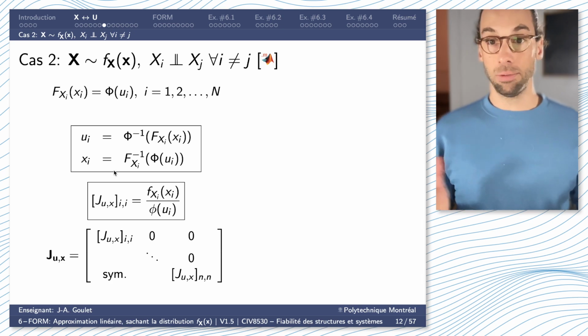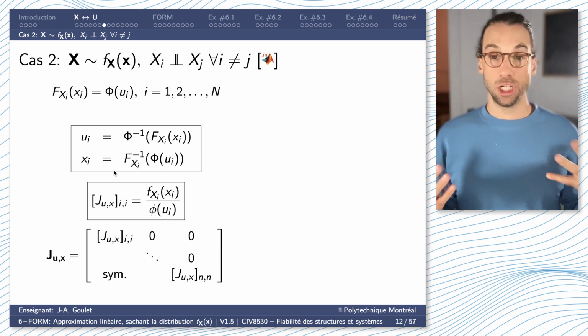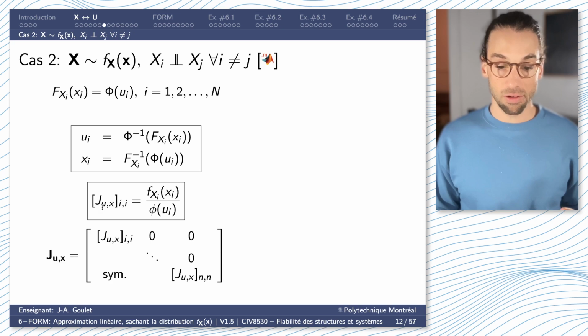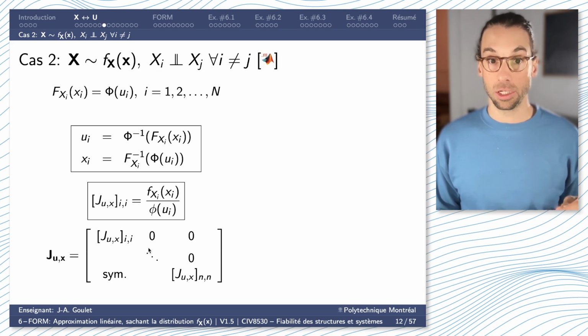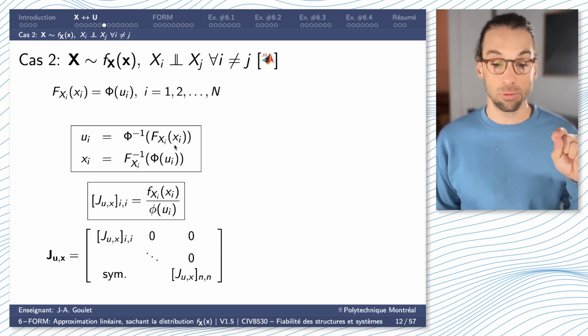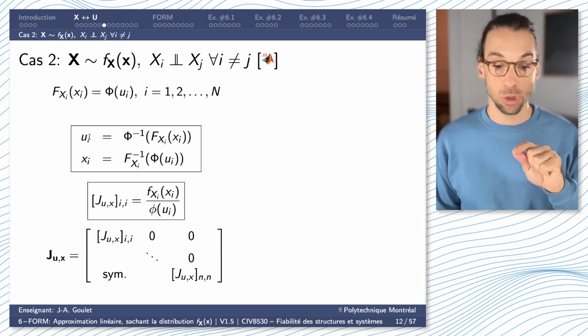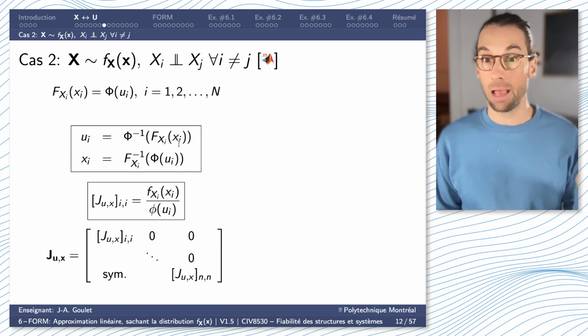Now, just like in the previous case, I also need my Jacobian, the partial derivative of ui with respect to xi. In this case, this is going to be a diagonal matrix because all these transformations are one-to-one. I only have one ui for one xi. So u2 is not influenced by x1, say.